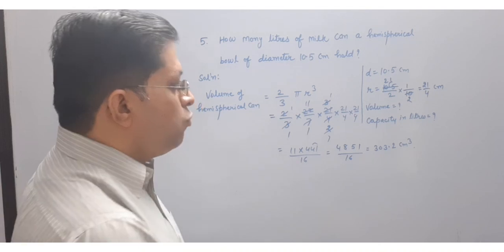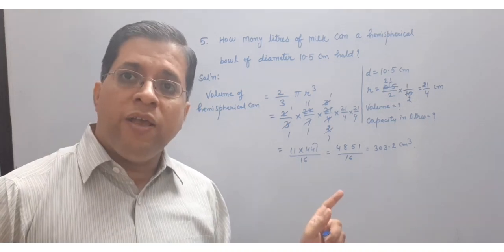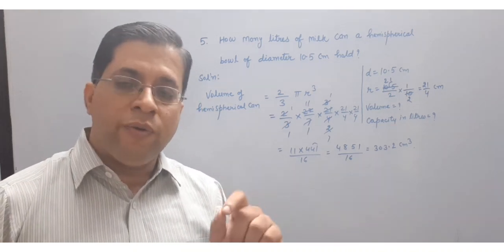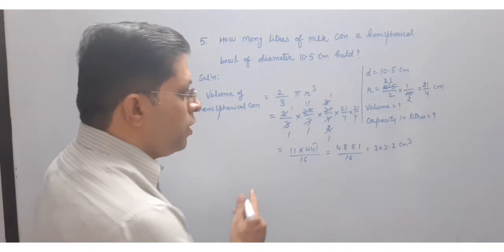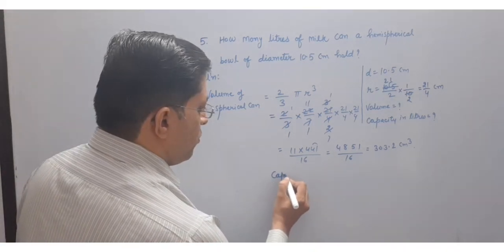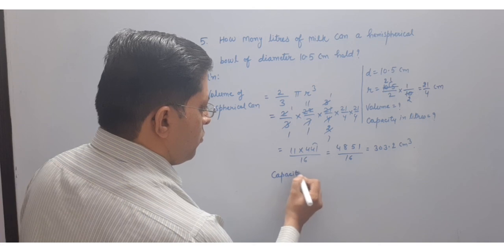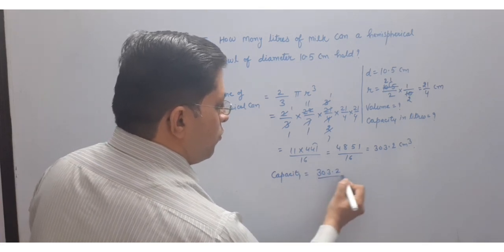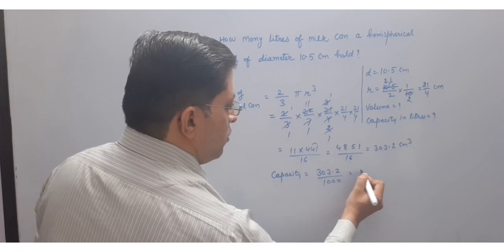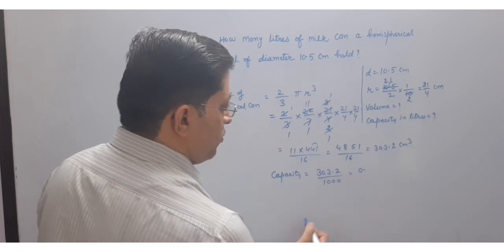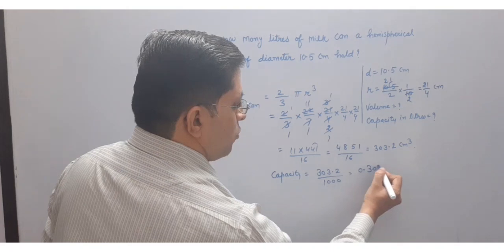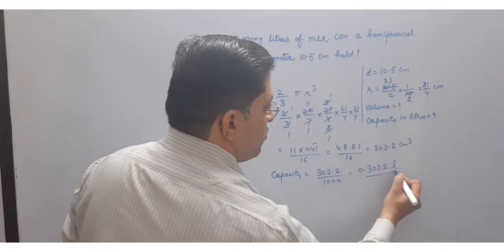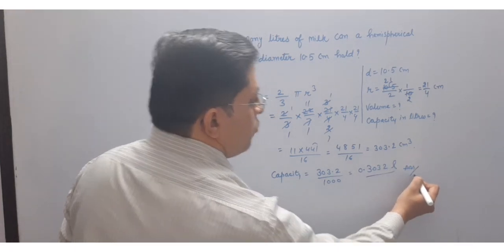Okay. So for converting centimeter cube into liters, you have to divide by 1000. Okay, capacity 303.2 upon 1000. You will get 0.3032 liters, and this is your answer.